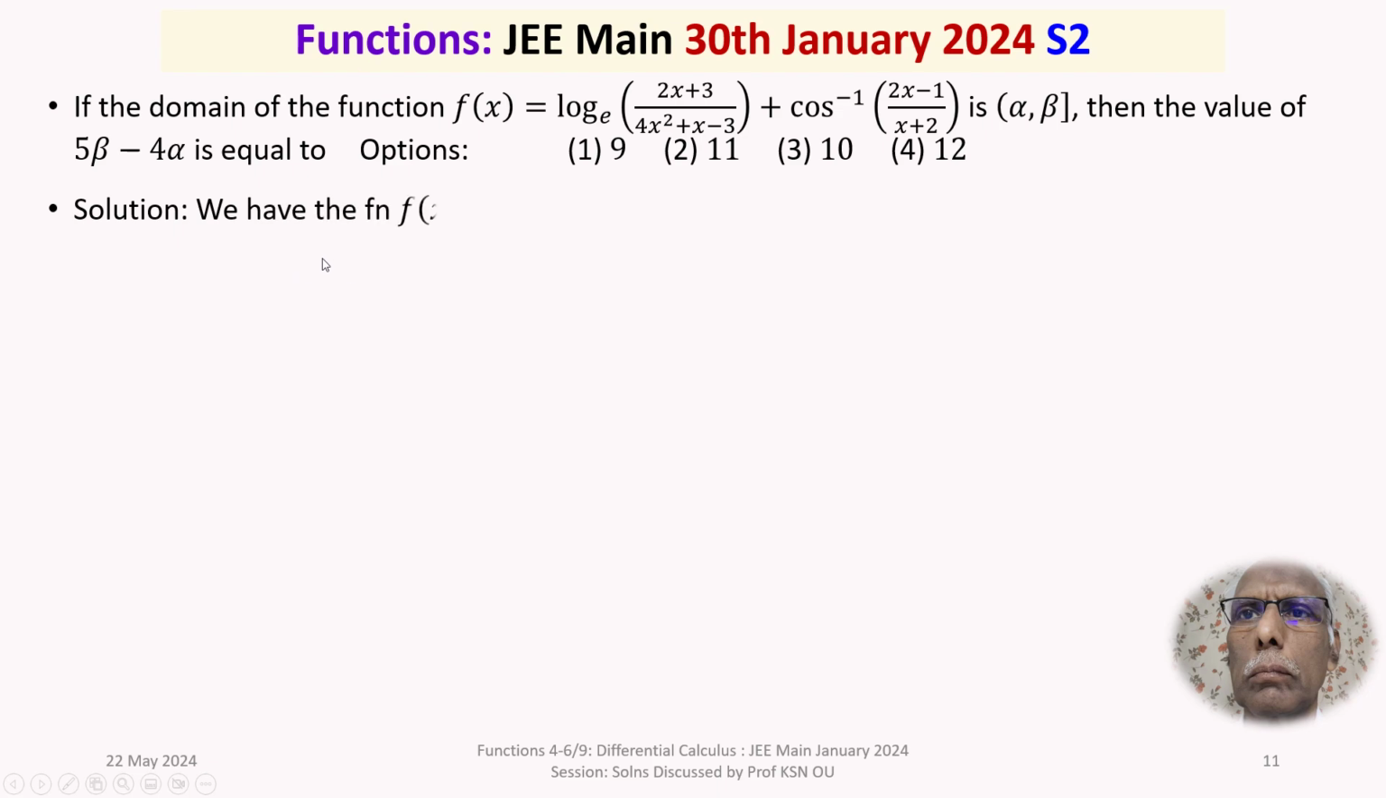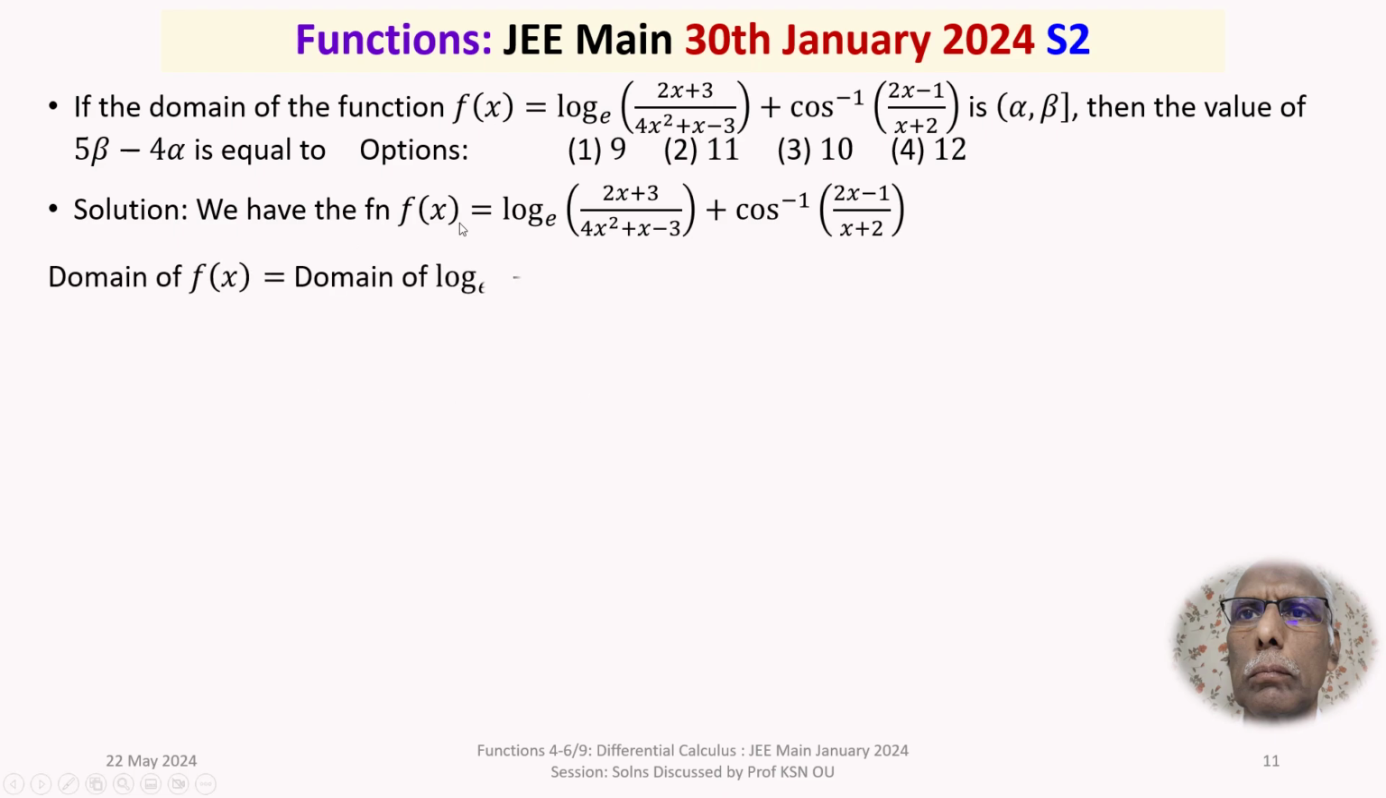We have the function f of x as given above. The first is the logarithm plus cos inverse of the second. And the domain of f of x is equal to the domain of the first function intersection the domain of the second function. Let's call this equation 1.